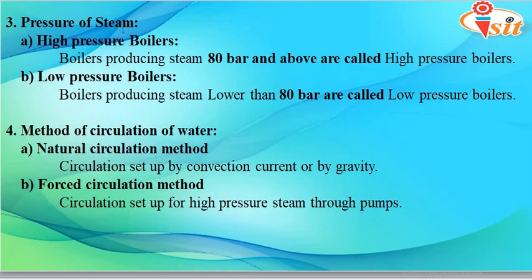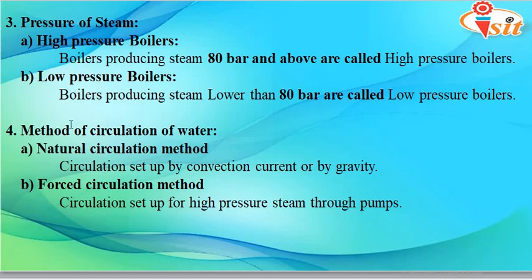Then the next classification is based on the pressure of steam. Again we are classifying it as high pressure and low pressure boilers. If the boilers have the capacity of producing steam of 80 bar and above, then they are called high pressure boilers. Whereas the boilers that have a capacity of producing steam lower than 80 bar pressure are referred to as low pressure boilers.